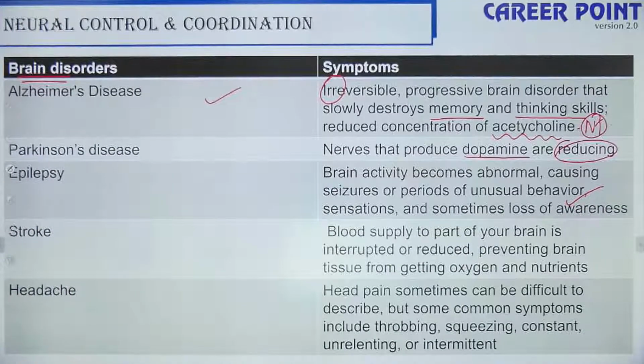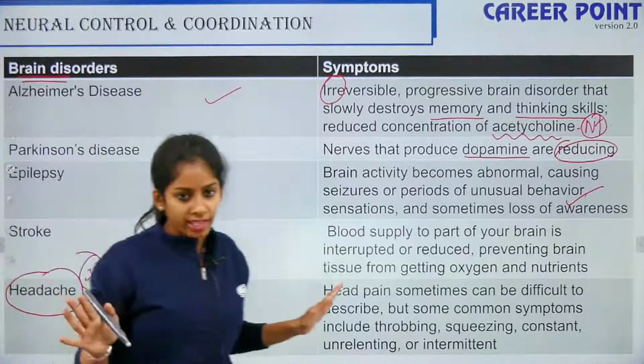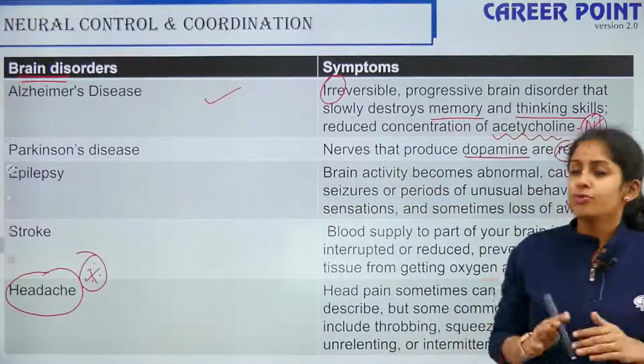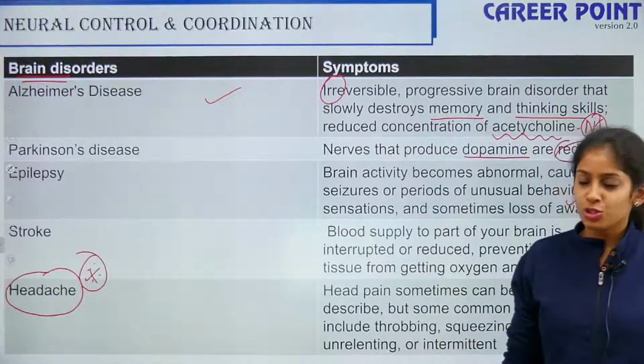Fine, the last one is headache, but this is the most common disorder all of us have. Whether we have it or not, we say we have a headache, right? You do not know actually if you have a headache, but you say, no, I have a headache, so leave me alone. This is the most common excuse to escape.